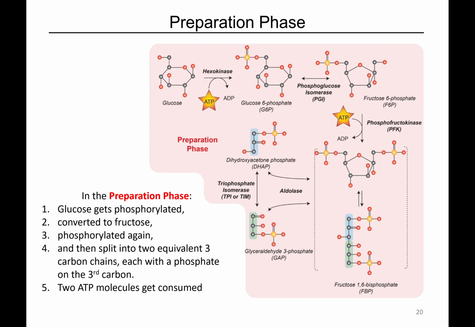We end up with 2 equivalents of glyceraldehyde 3-phosphate. We have to be able to convert the ketone to the aldehyde because only the aldehyde moves forward. Okay, and it's important to note that ultimately we consume 2 equivalents of ATP to do this.